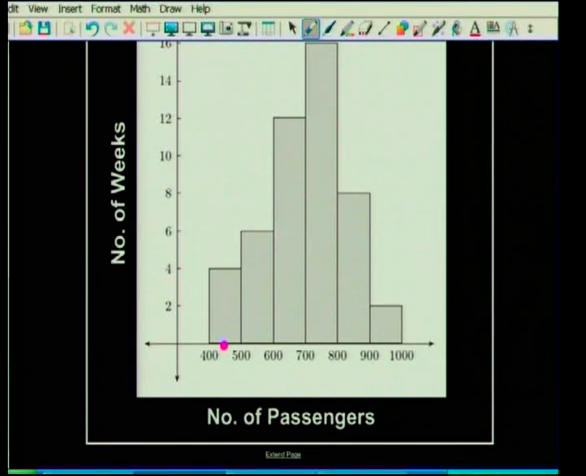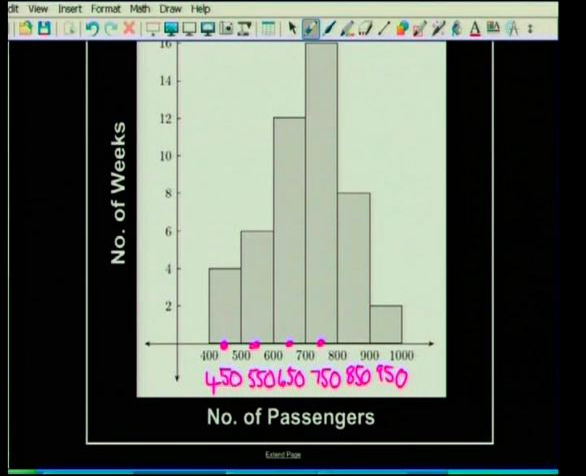So from 400 to 500, my midpoint will be 450. And from 500 to 600, 550, 600 to 700, 650. I'm sure you guys get the idea. 750, 850, and 950. So the class midpoint is calculated by taking the lower boundary and upper boundary, adding them together and dividing by 2. And let's indicate the midpoints with a dot over there.